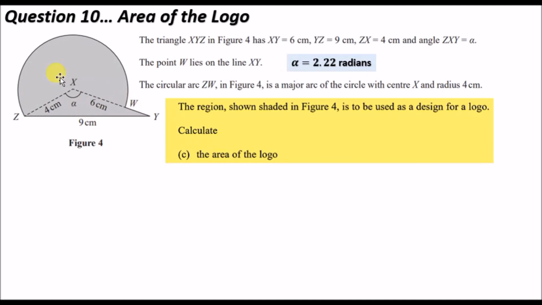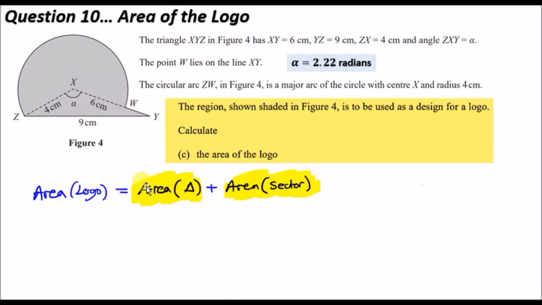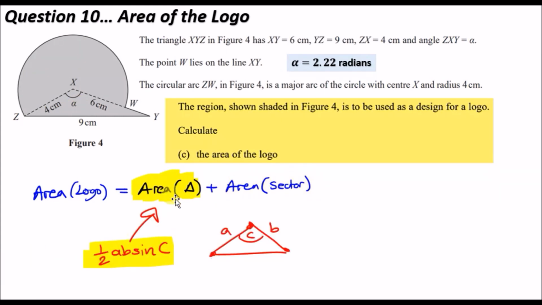So the area of the logo, in other words, means it's a combination of the area of the triangle and also the area of the major sector. So in other words, that is what we're trying to work out, the sum of them. Now, first things first, let's look at the area of the triangle for a bit. When it comes to the area of a triangle, always use the generic formula, which is half AB sine C. Okay, visually that looks like this.